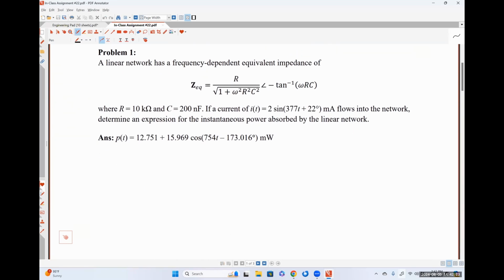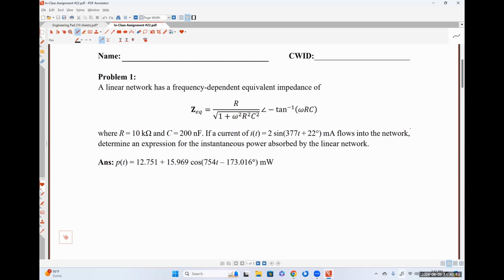So let's look at this. In this first problem, we are told that a linear network has a frequency-dependent equivalent impedance of Z_EQ equal to R over the square root of 1 plus omega squared R squared C squared, with an angle of the negative arctangent of omega RC. For what it's worth, that equation is literally the equivalent impedance of a resistor in parallel with a capacitor.